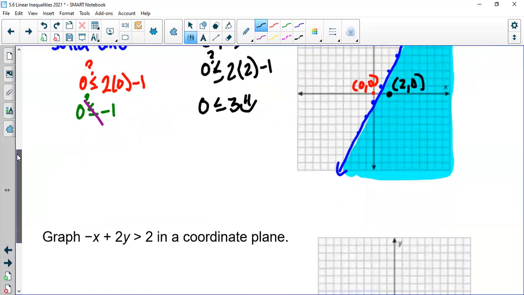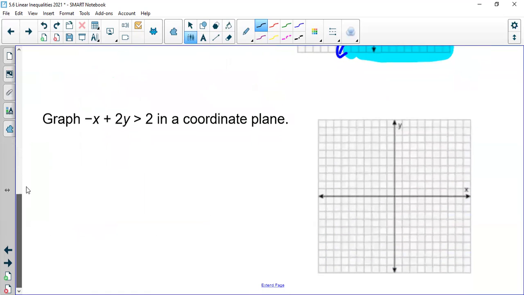Let's look at another example. Here we're going to graph -x plus 2y is greater than 2. So here you have options. We could use x and y intercepts. So I'm going to find my x-intercept, and I'm also going to find my y-intercept. Recall, for our x-intercept, we have y equals 0, and when we have a y-intercept, x equals 0.